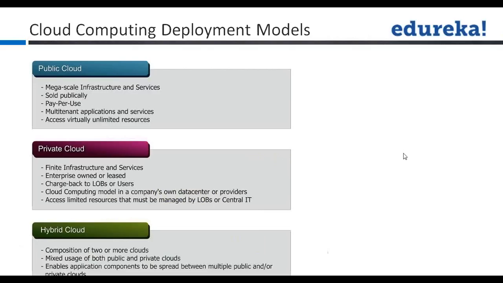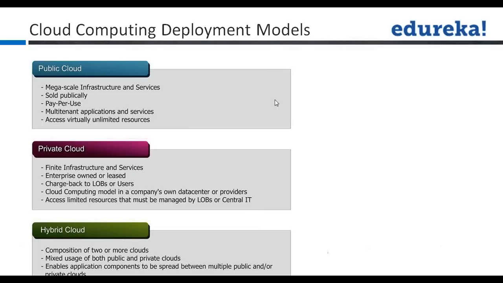Deployment models. I talk about the public cloud, private cloud, and hybrid cloud. Now, in the public cloud, it would be a mega scale infrastructure. It's virtually unlimited resources available to you. It's pay-per-use, available across the world, sold publicly. It's a multi-tenant model.